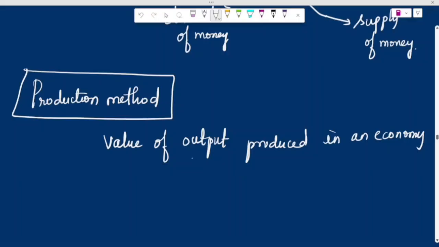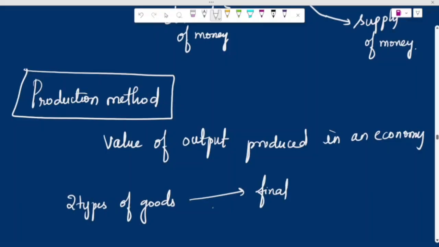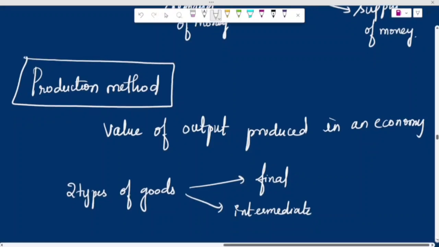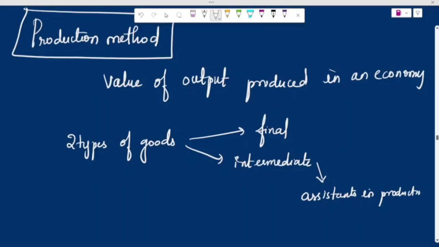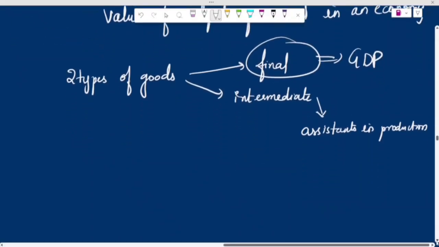So there are two types of goods. One is final good, another one is intermediate good. Intermediate goods are assistance in production. And we only will be calculating the final goods while calculating the GDP. While calculating the GDP, this should be remembered. Why? We'll be knowing the reason now.